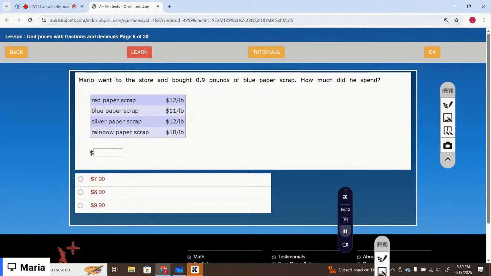Mario went to the store and bought 0.9 pounds of blue paper scrap. What did she spend? 0.9 times 11. That is $9.9. Option number 4 is the correct option.